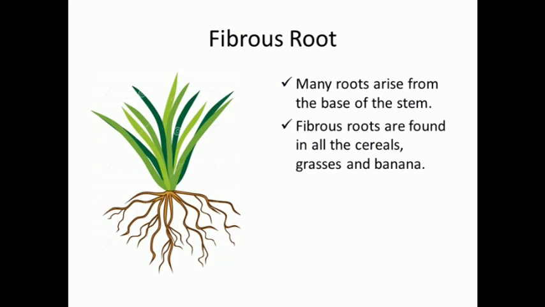All the cereals means whatever cereals you have, like rice, wheat, maize, all the cereals have roots like fibrous root. Apart from that, the grasses. If you lift up a grass by its root, then you will be able to see that the grass has thread like roots. So it also has fibrous root. Apart from this, the banana plant also has the fibrous root.